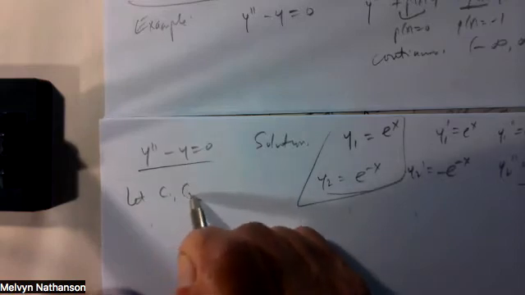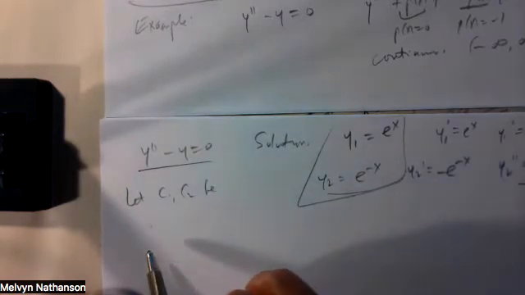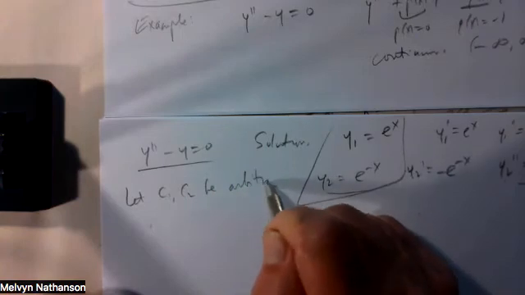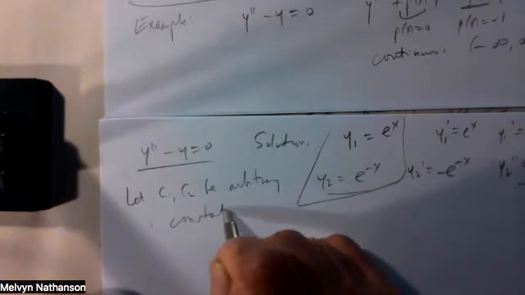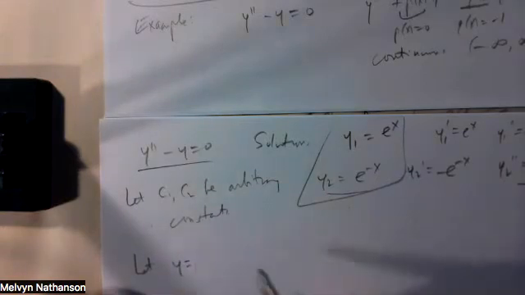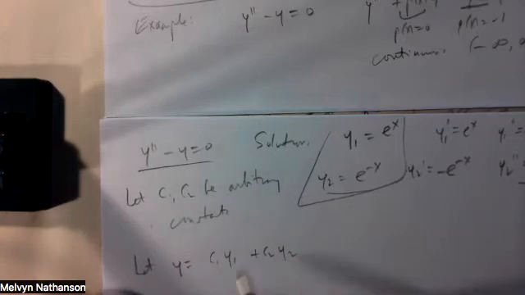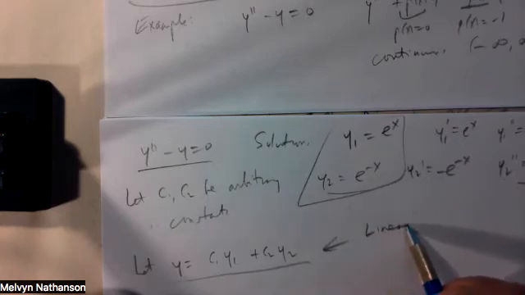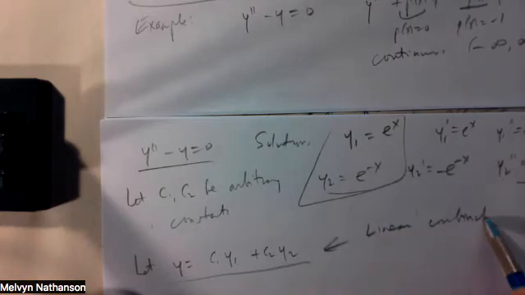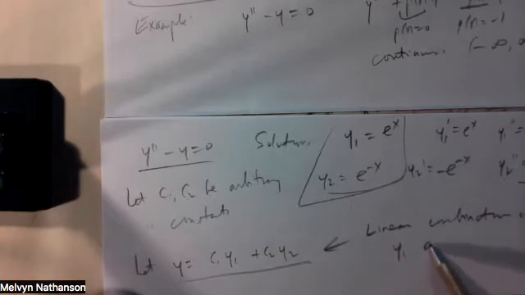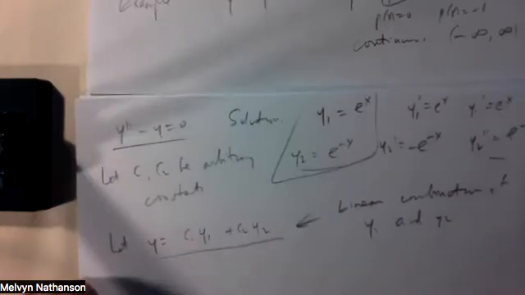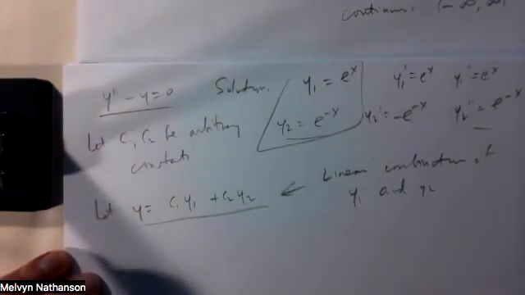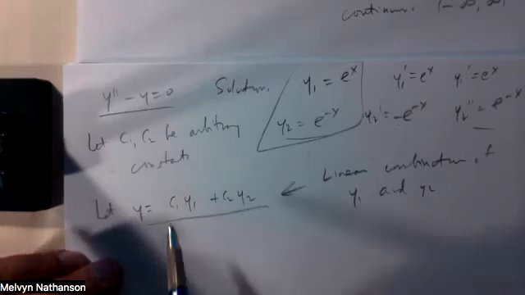Suppose I let C1 and C2 be arbitrary constants, and let y be equal to C1 times the function y1 plus C2 times the function y2. An expression like this is called a linear combination of y1 and y2. And I claim for every choice of constants C1 and C2, this is a solution.